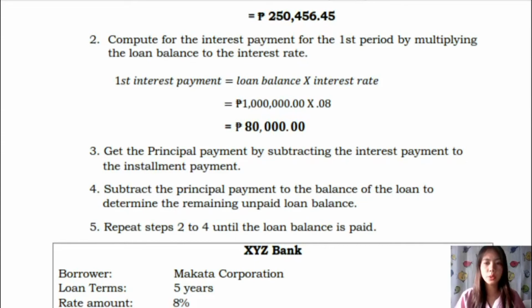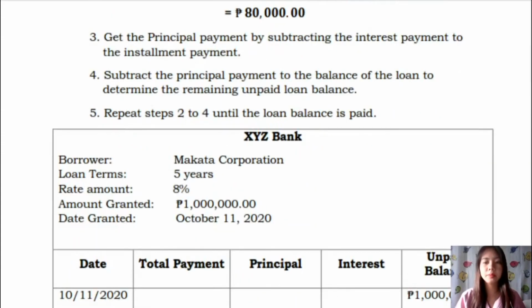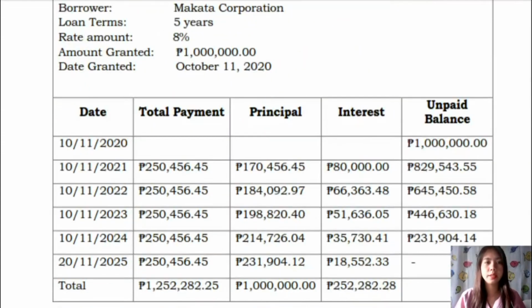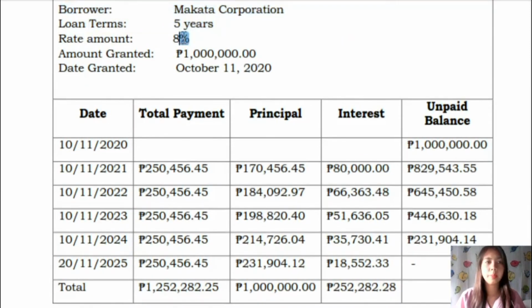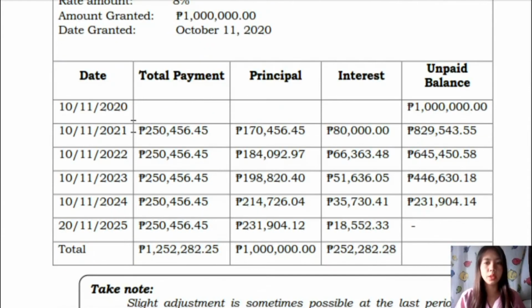So, here is the table for the XYZ Bank. Ayan. So, you have the borrower, the loan terms, rate, amount, the loan granted, and the date granted. So, same pa rin naman po doon sa nauna nating example. So, as you can see, same total payment from year 1 until year 5. That is why it is the even total payments. So, wala pong mababago dito hanggang dun sa end ng term.